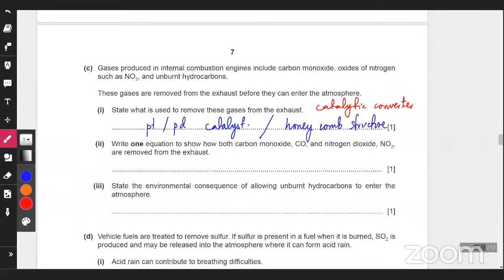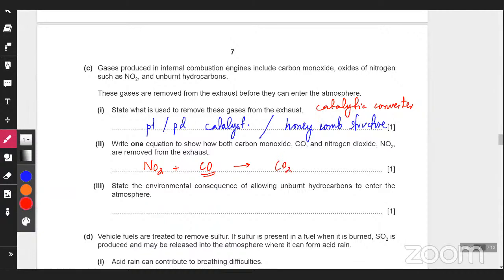Okay, all these, and what happens, right? One equation to show how both carbon monoxide and nitrogen oxides are removed. The carbon monoxide is, why is it poisonous? Because it combines with the hemoglobin in the blood and causes choking, and it can kill a person very quickly. So it's very poisonous. Carbon monoxide gets converted into the safer version, which is carbon dioxide.